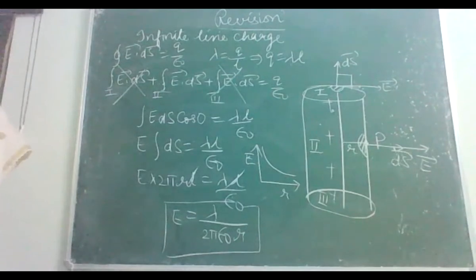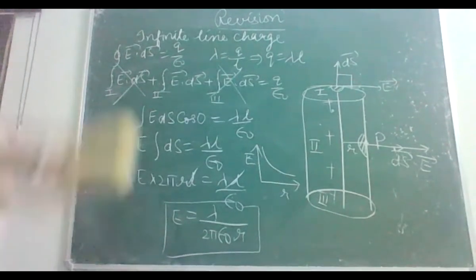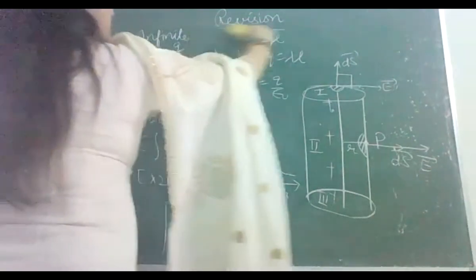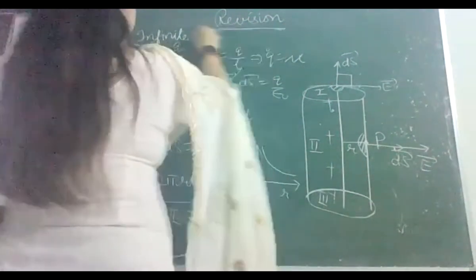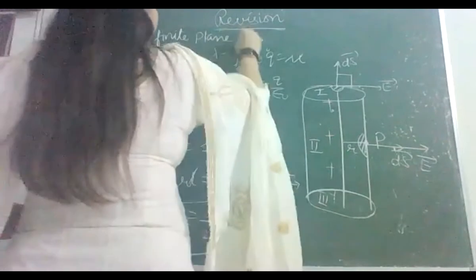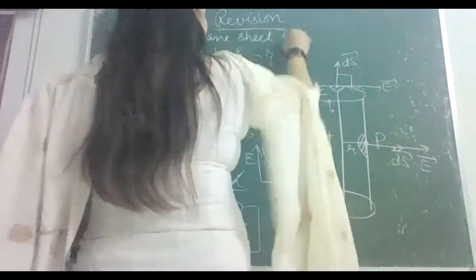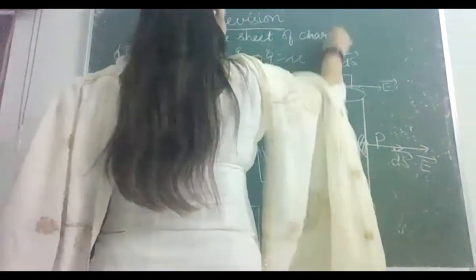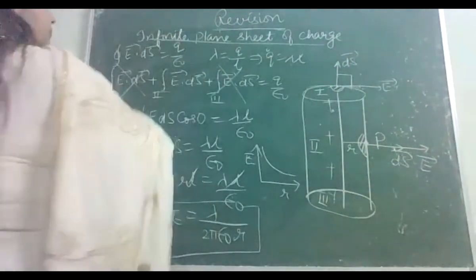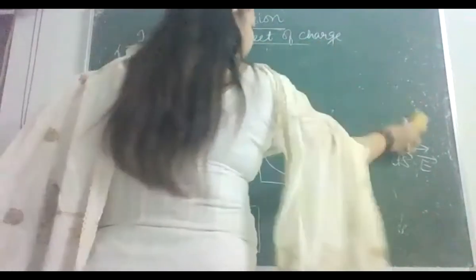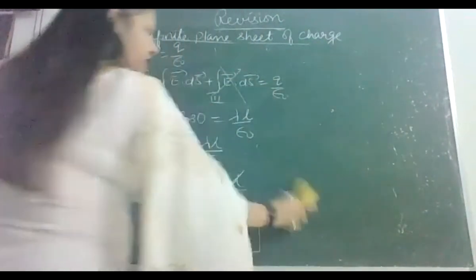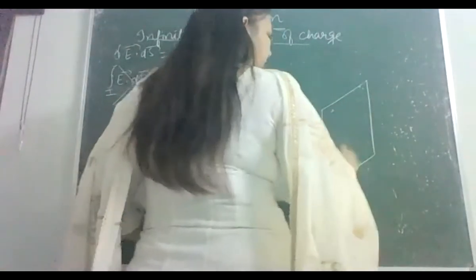Second application, infinite plane sheet of charge. Thin infinite plane sheet of charge. Let us take a thin infinite plane sheet of charge now. So the initial steps will remain the same. Now, what is the difference? That we are taking an infinite sheet over which charge is uniformly distributed. Observation point may lie here also, here also.